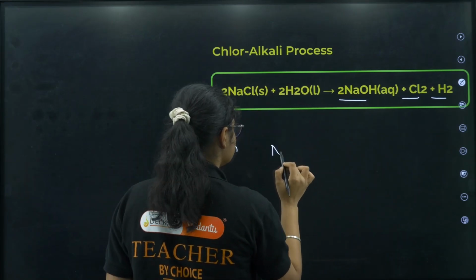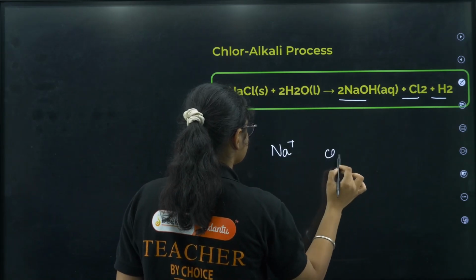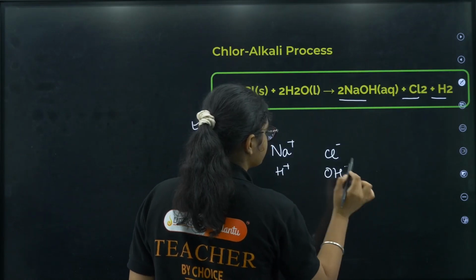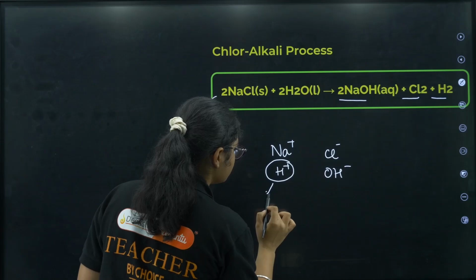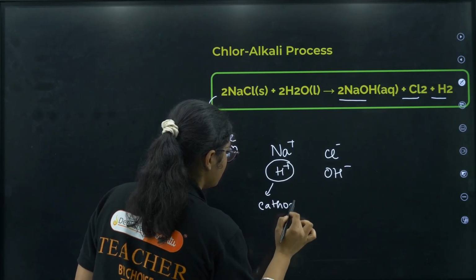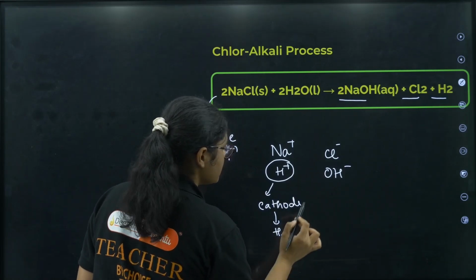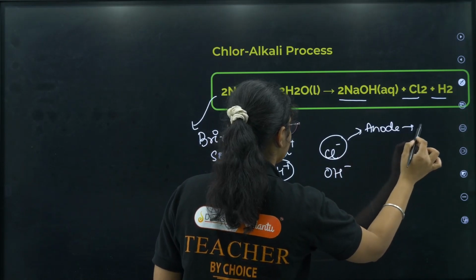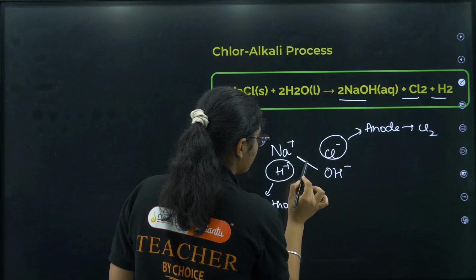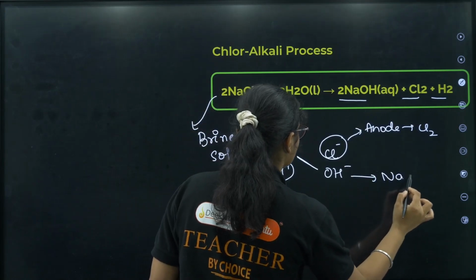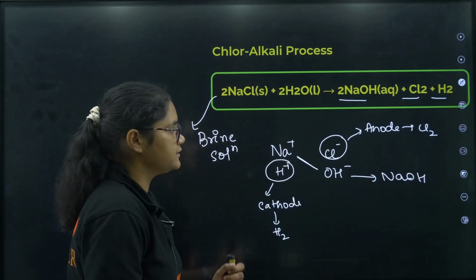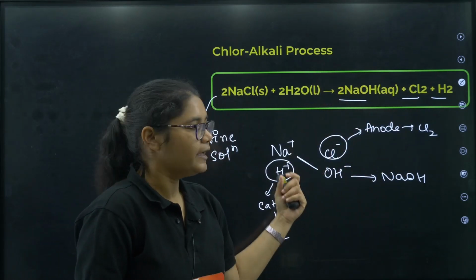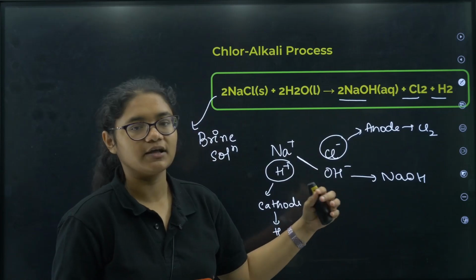So what are the ions produced here? We have Na plus, we have Cl minus, you have H plus and you have OH minus, right? So H plus will move towards the cathode and it will give you H2. Cl minus will go towards the anode and it will give you Cl2. Now this Na and OH will combine to give you NaOH. So what are the products in this reaction? Cl2 and H2. Cl2 at anode, H2 at cathode, and then NaOH will be produced in the solution.